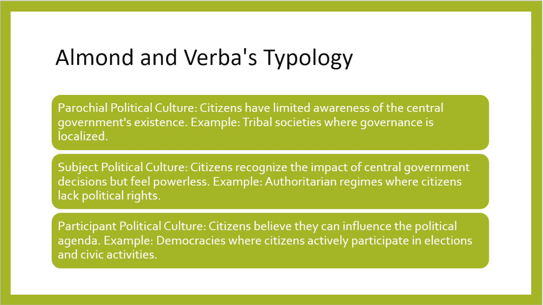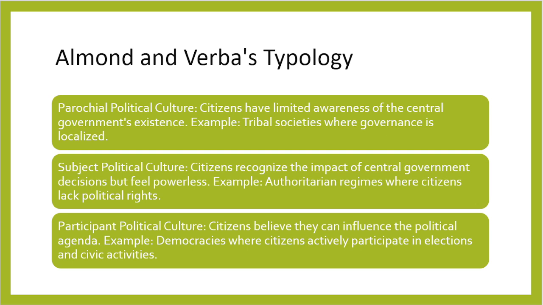Now let's look at Almond and Verba's typology. Almond and Verba have three typologies for describing what political culture is. The first typology is parochial political culture, the second is subject political culture, and the third is participant political culture. These three typologies we will be looking into. Let's start with the first typology.